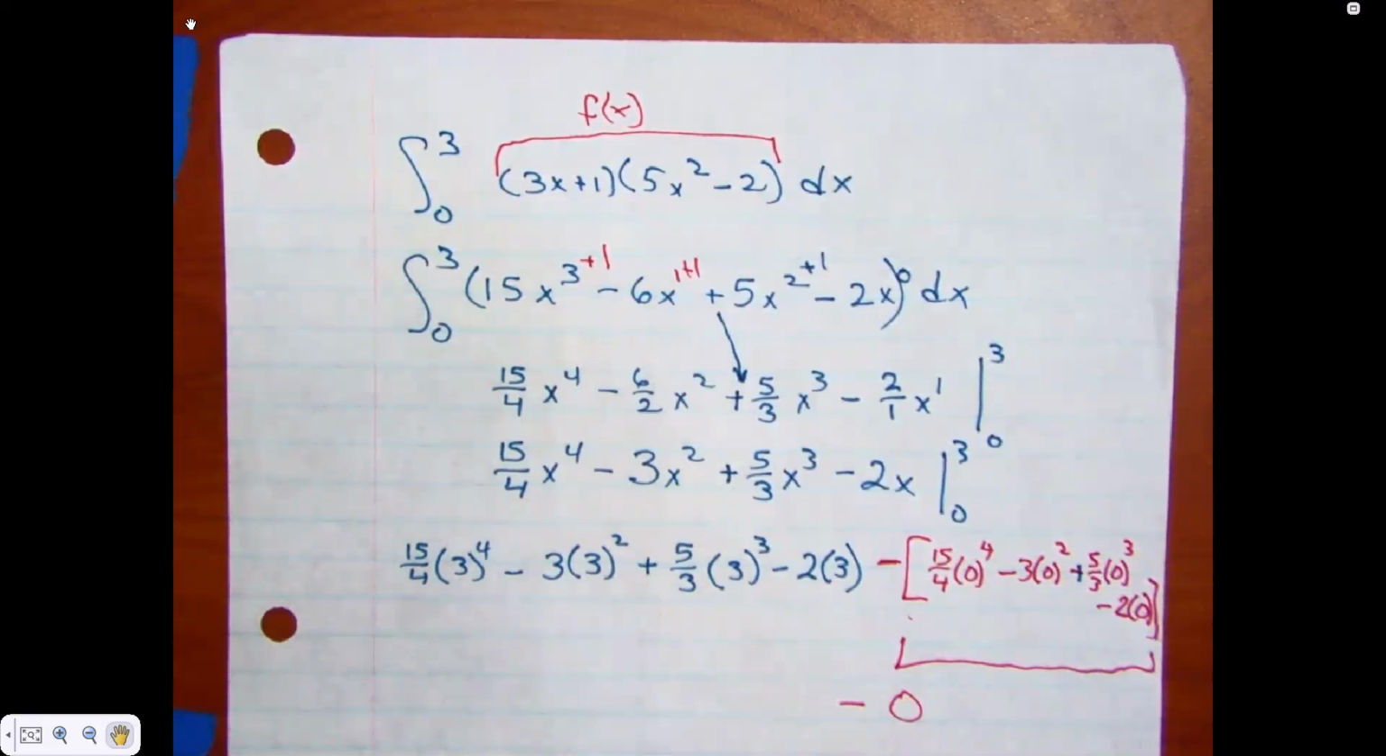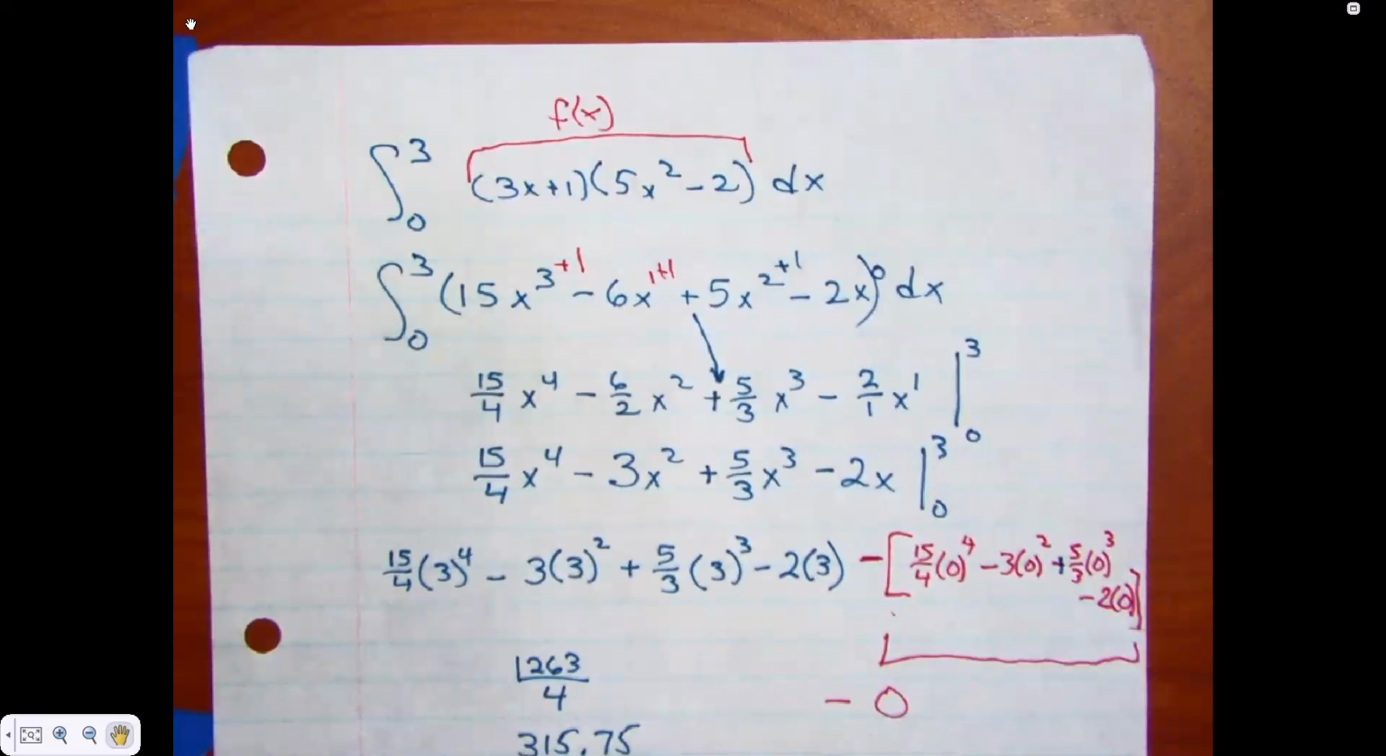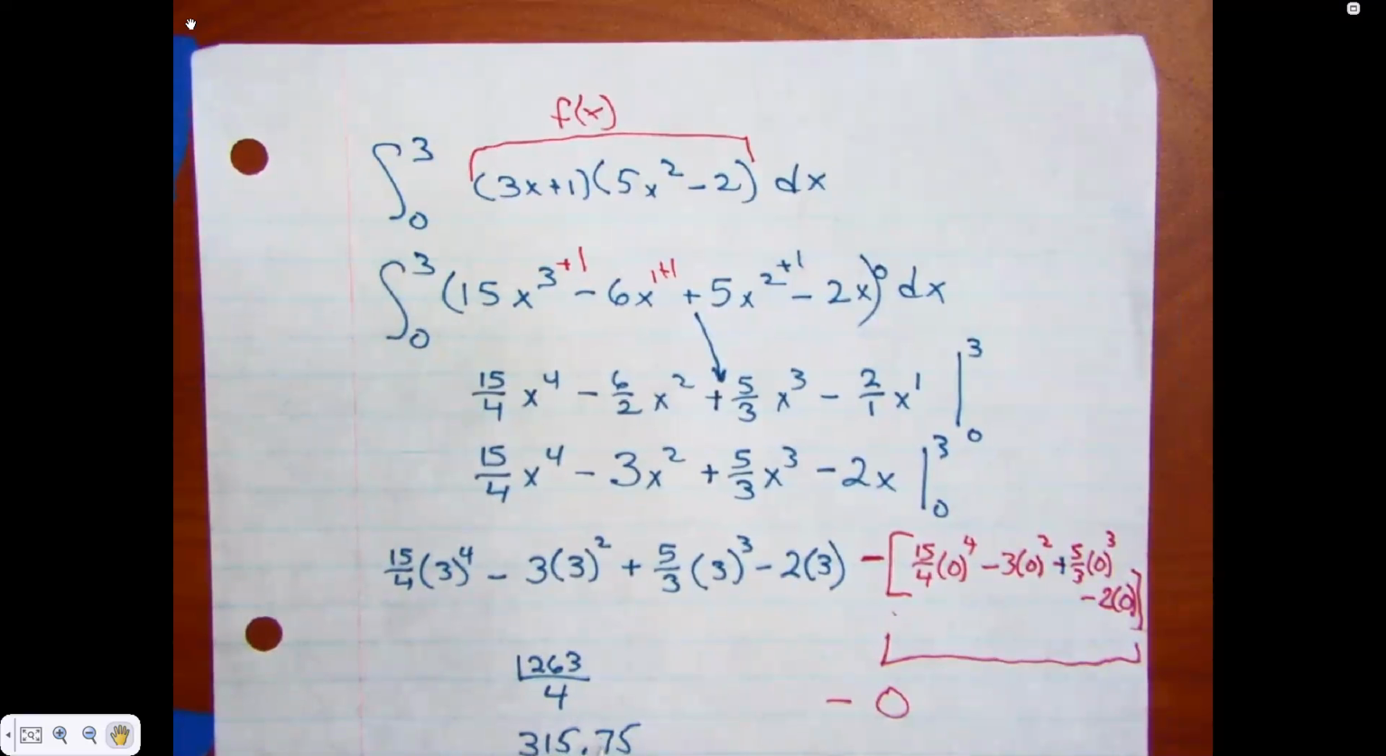All right. So I got 1,263 over 4. If you got 315.75, that should be the same. The only problem is, if the decimal ends, WebAssembly should take it. If it's like in the thirds, then you need to change it to a fraction, because as soon as you round, it's not considered exact. On the test, if you give it like that, that's okay.